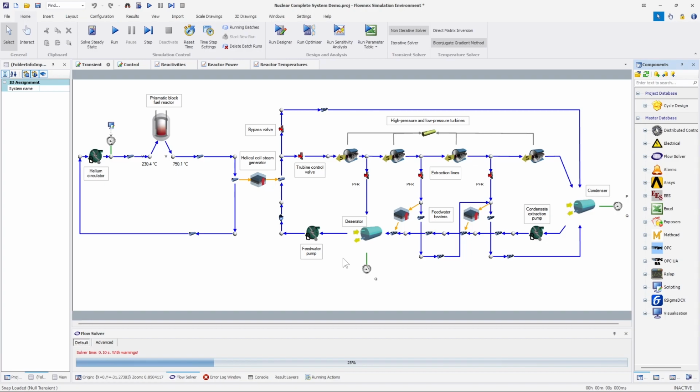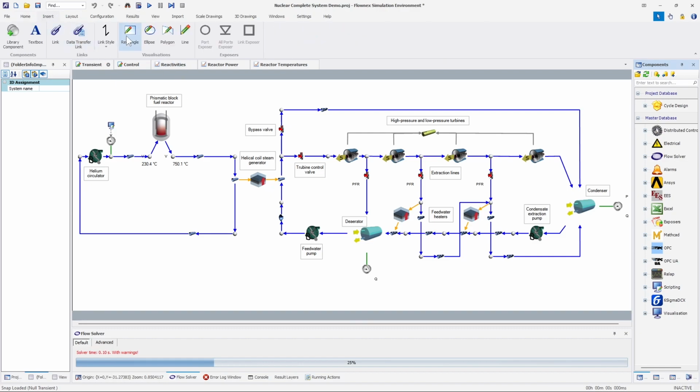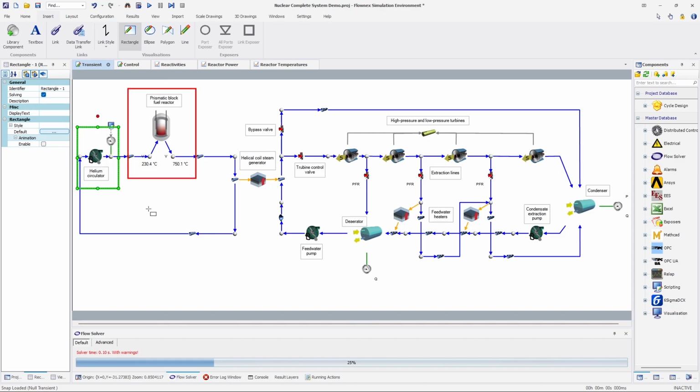Here is the model with the primary loop on the left hand side and the secondary loop on the right hand side. The primary loop uses helium as the working fluid, and the secondary loop uses water. This is the helium-cooled prismatic block reactor to model heat generated through fission and the transfer thereof to helium. This is the helium circulator used to model helium circulation through the reactor and steam generator. This is the steam generator to model the heat transfer between helium and water.